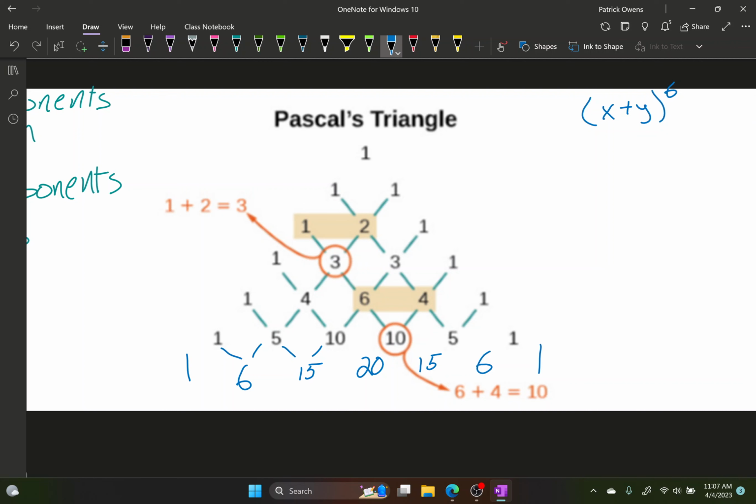Now, what does this have to do with the binomial theorem? Well, each of these is going to be the coefficients for a binomial expansion to a certain degree. We start off with x plus y to the 0. Anything to the 0 power is just 1. It only has one term, so it's just going to be 1. x plus y to the first, if we multiplied this out, we'd end up with 1x plus 1y. So this 1 and 1 gives us our coefficients for a binomial expansion.